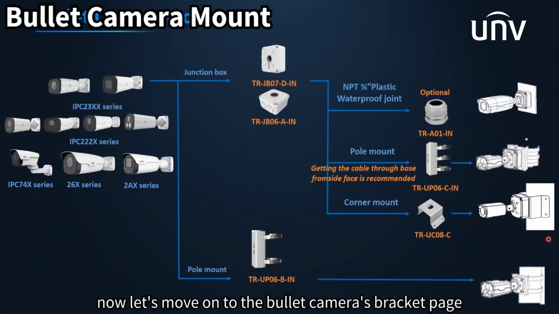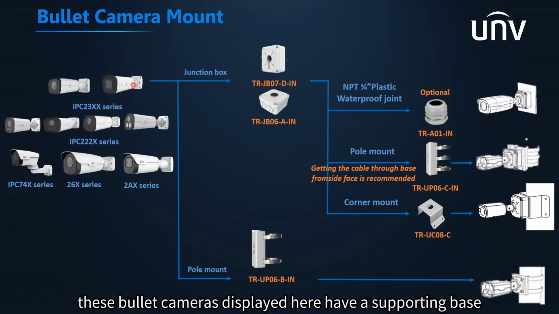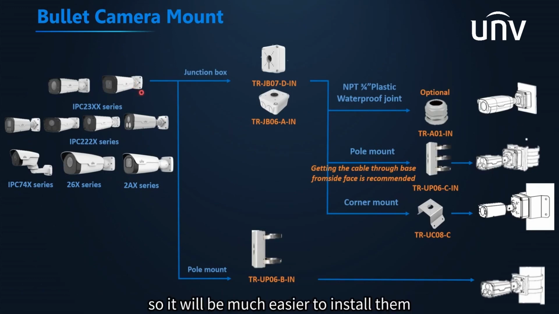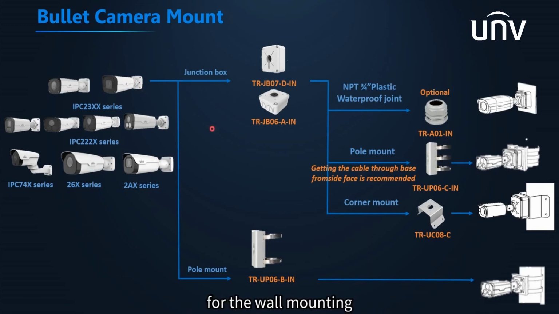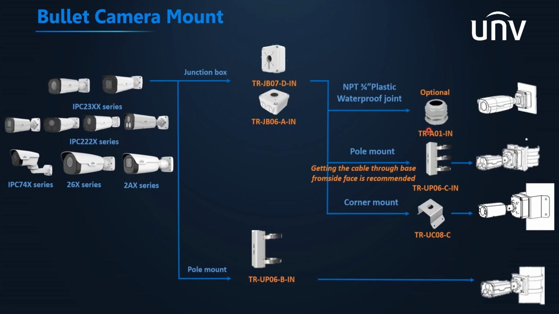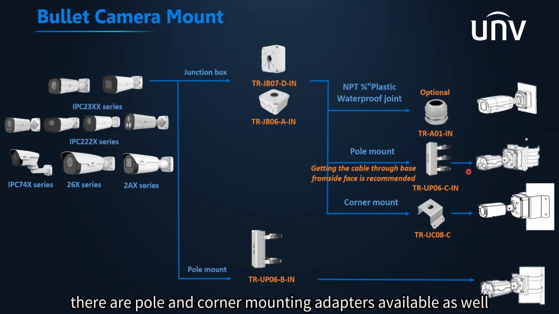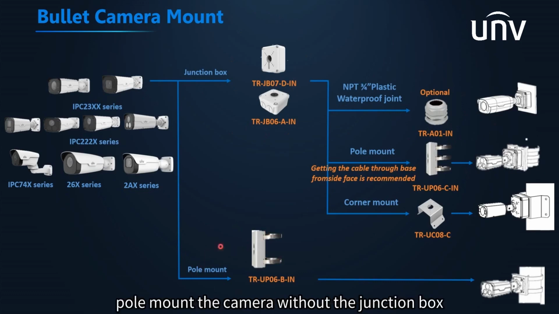Now let's move on to the bullet cameras bracket page. As we see, these bullet cameras displayed here have a supporting base, so it will be much easier to install them no matter whether we go with wall mounting or pole mounting. For the wall mounting, we only need a junction box for storing cable, and add the waterproof joint if needed. There are pole and corner mounting adapters available as well. Or you can also directly pole mount the camera without the junction box.